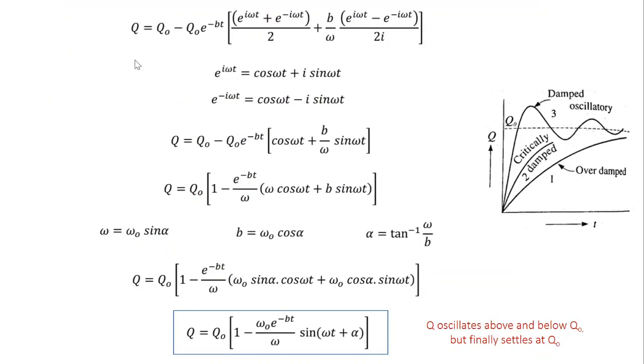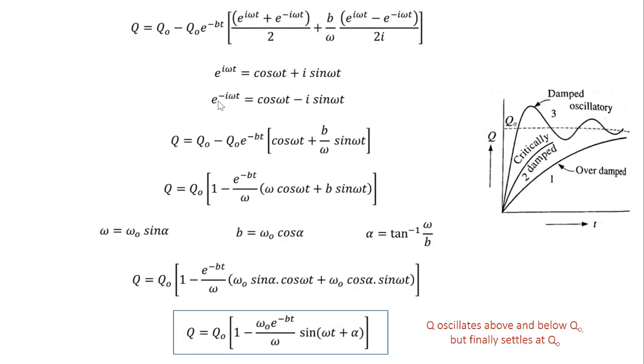Now the equation becomes q equal to q naught minus q naught into e to the power minus bt times [e to the power i omega t plus e to the power minus i omega t divided by 2, plus, I'm going to take b by omega as the common factor from the other two terms, so you have e to the power i omega t minus e to the power minus i omega t divided by 2i].